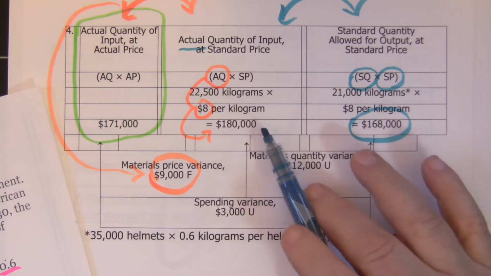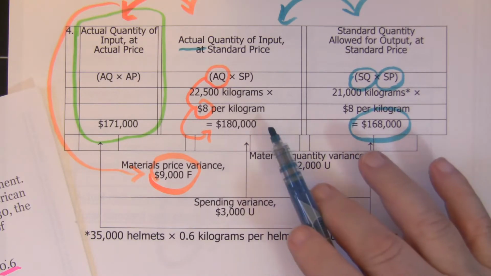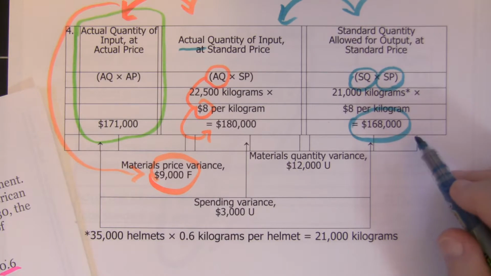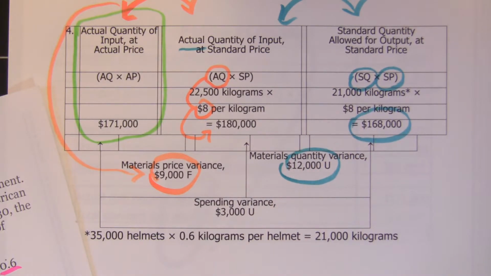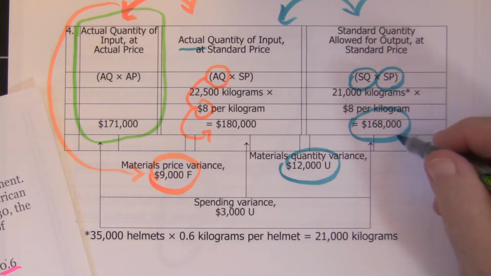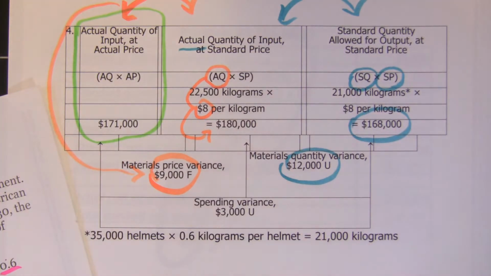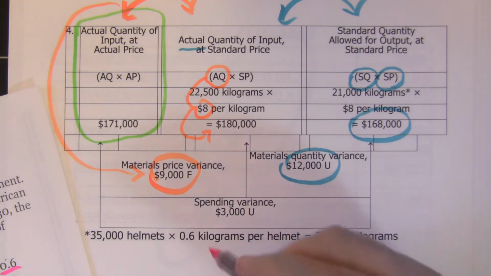If we could have gotten the actual quantity at our standard price, we would have paid 180,000. The standard quantity at the standard price, if we used what we expected and paid what we expected, would have been 168,000. That's a $12,000 unfavorable quantity variance. So we used too much, paid too little. Very common. When you put them together, we come up with the total spending variance.